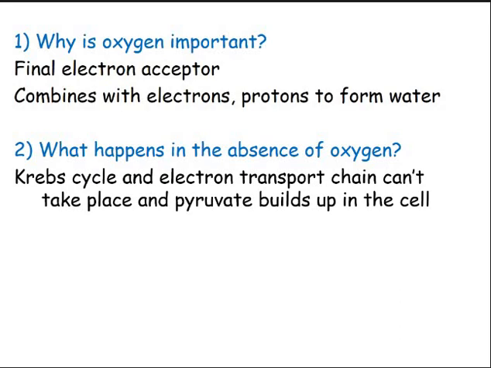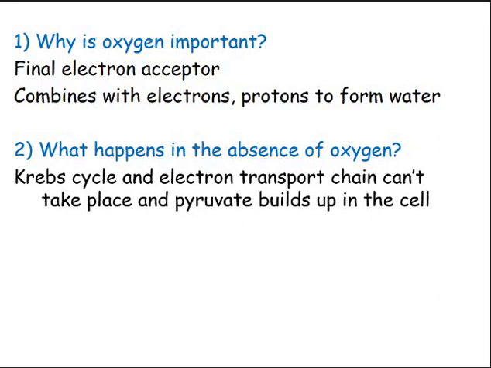So why is oxygen important? Because it's the final electron acceptor. Remember, it combines with electrons and protons to form water right at the very end of the electron transport chain. And what happens in the absence of oxygen? There's no Krebs, there's no electron transport chain, there's no link reaction. Nothing inside the mitochondria itself can take place.